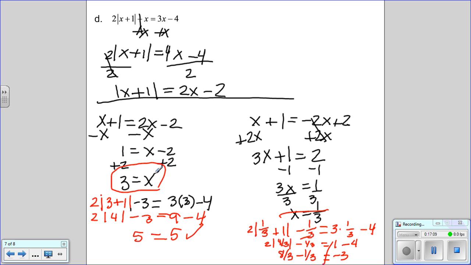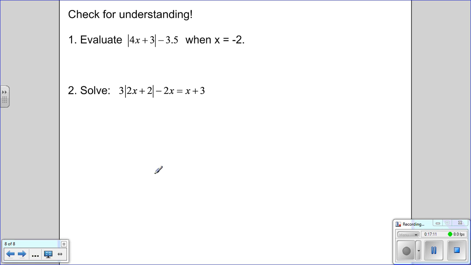Okay, now it's your turn to practice. I've got 2 problems for you. Please have these completed for tomorrow in class, and we'll go over them to see if you understand.